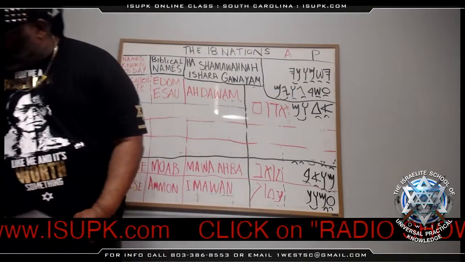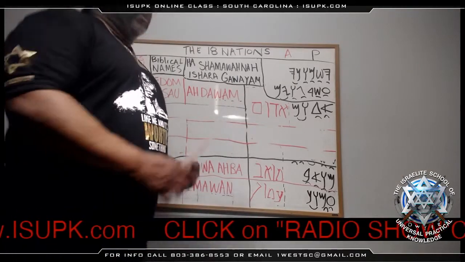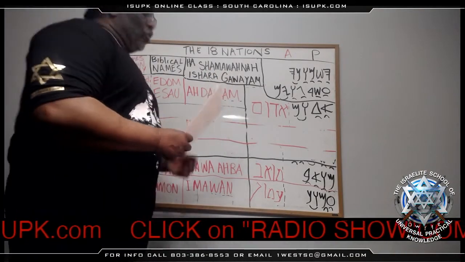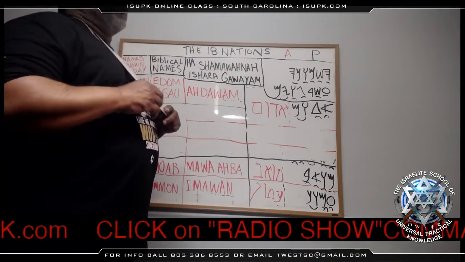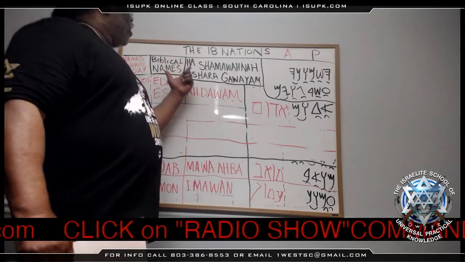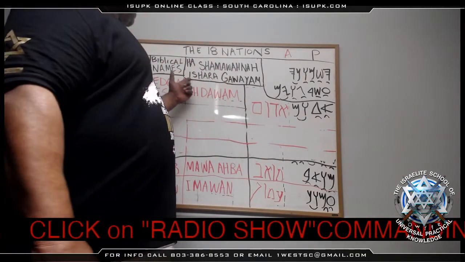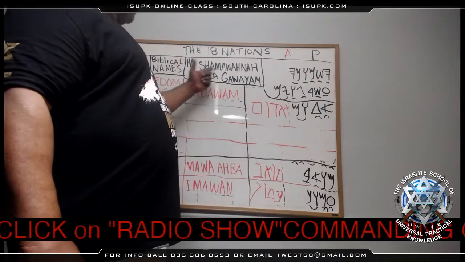We got down to sort of the middle because we got a late start. We probably would have got finished. And we're going to go over the 12 tribes next week. Then I'm going to go over the number systems as we talked about. Shamawana, Asherah. Shamawana means 8.